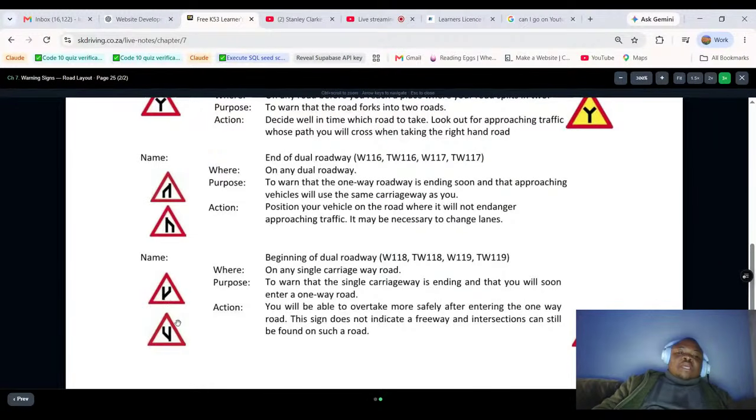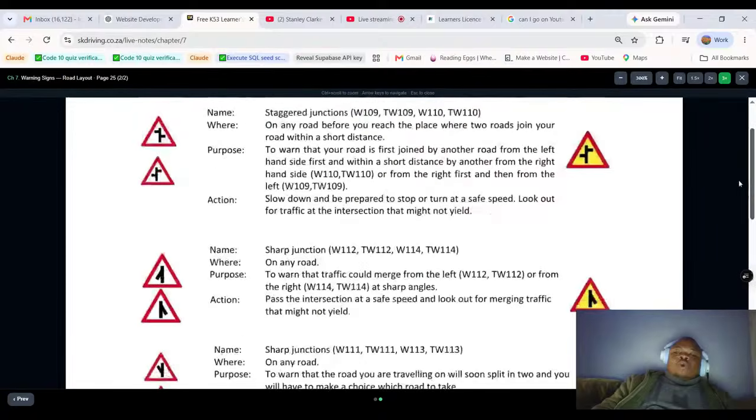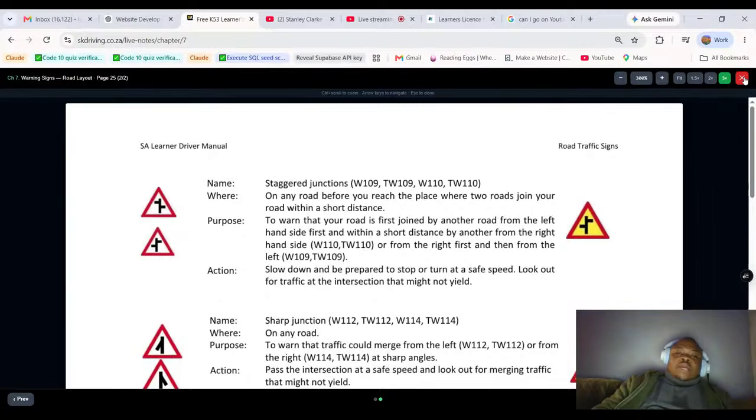And this is the beginning of a dual way. It warns you that the single carriageway is ending and that soon you will enter a dual way. So this, in other words, is the opposite of the previous sign. Remember, these are warning signs, guys. They are warning you of what's ahead.